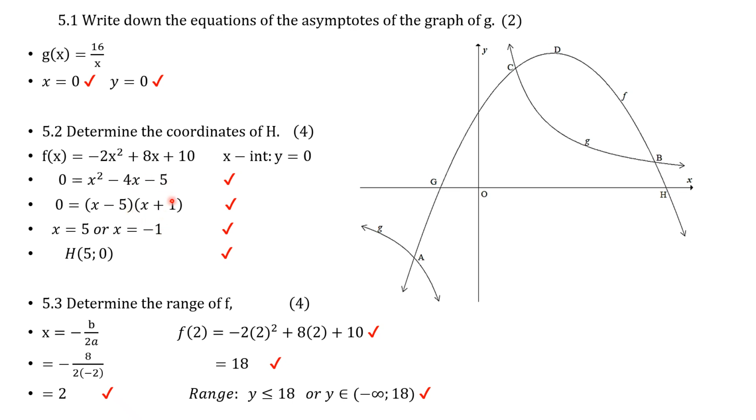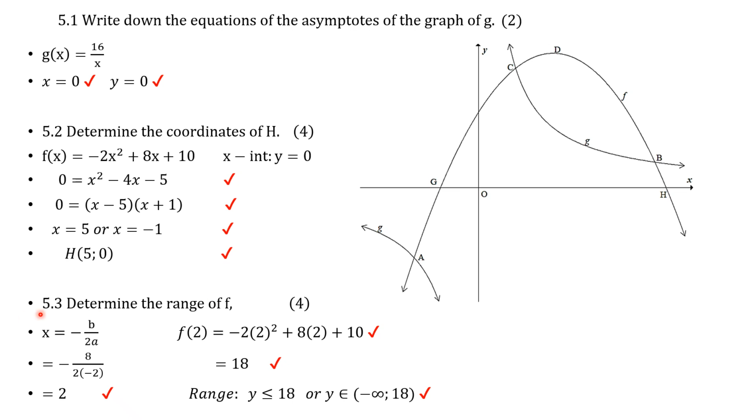So x equals 5 or x equals minus 1. If I take negative 5 across, it becomes positive. Take plus 1 across, it becomes negative. G is on the negative side, so the coordinates of G would be (negative 1; 0). So the coordinates of H are (5; 0).